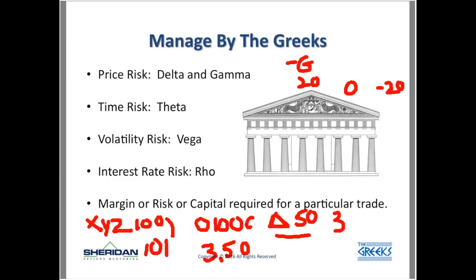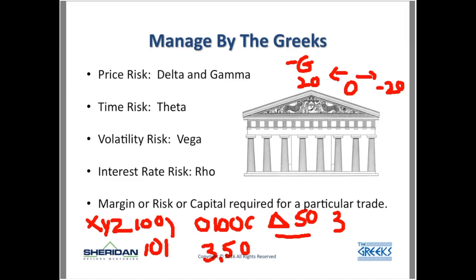So income trades like butterflies, calendars, delta neutral type trades, we're going to get shorter deltas on the way up, longer deltas on the way down. But what's the other side of that coin? To have Greeks that go against us, what's the other side of that coin? Do we have positive or negative theta? Positive theta.